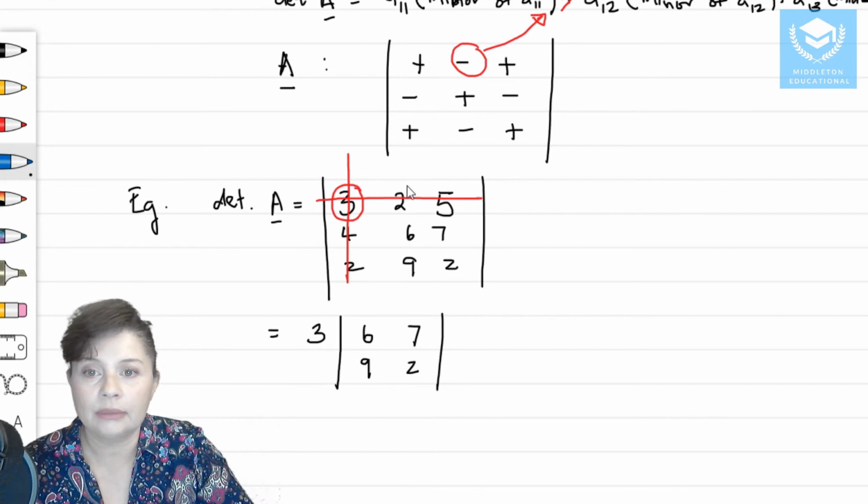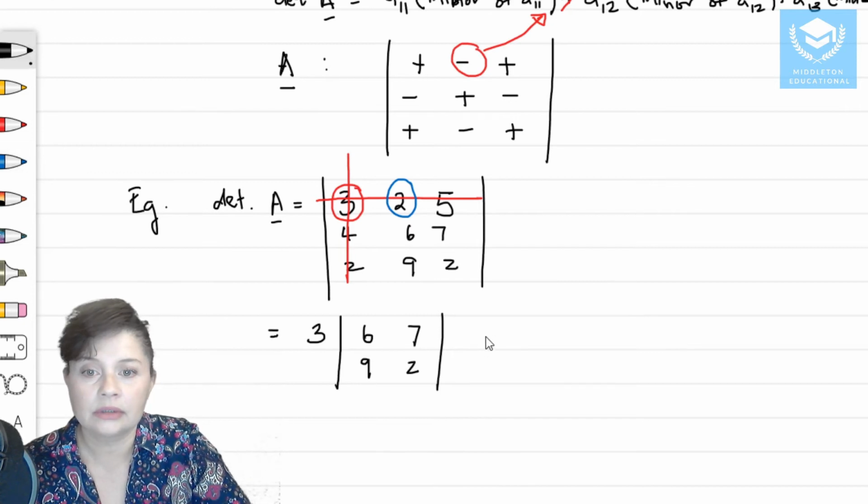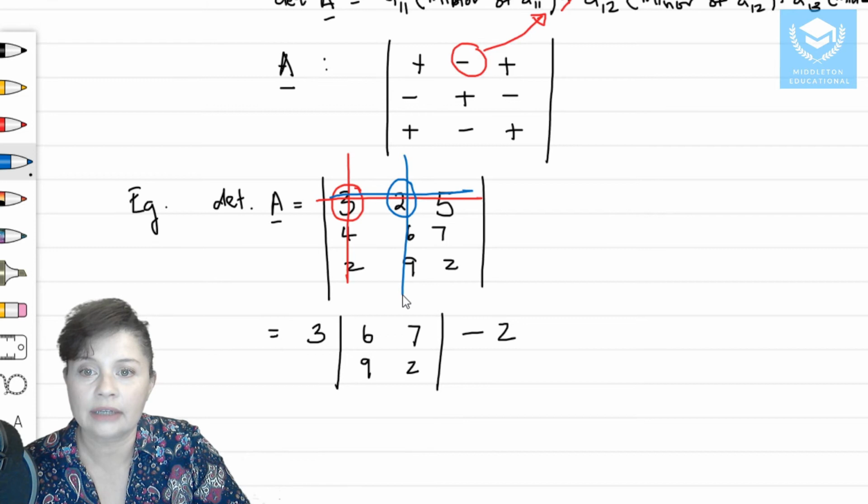The next element is this one here. The sign of that is negative. So it has to be negative 2. And our minor is going to be everything that is not covered with that blue. So it will be 4 and 7, 2 and 2.